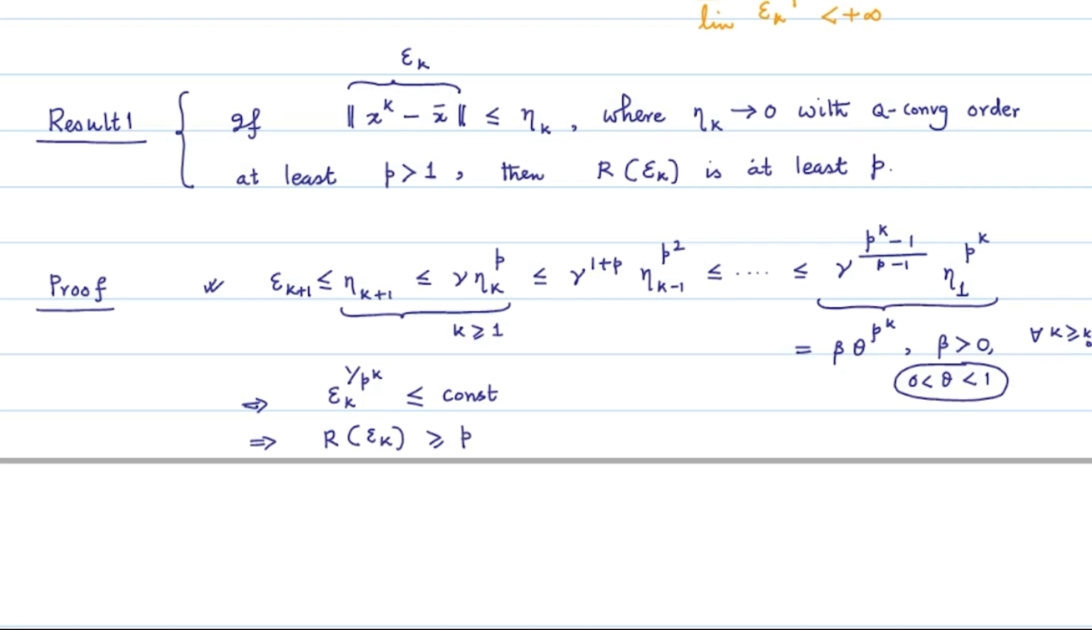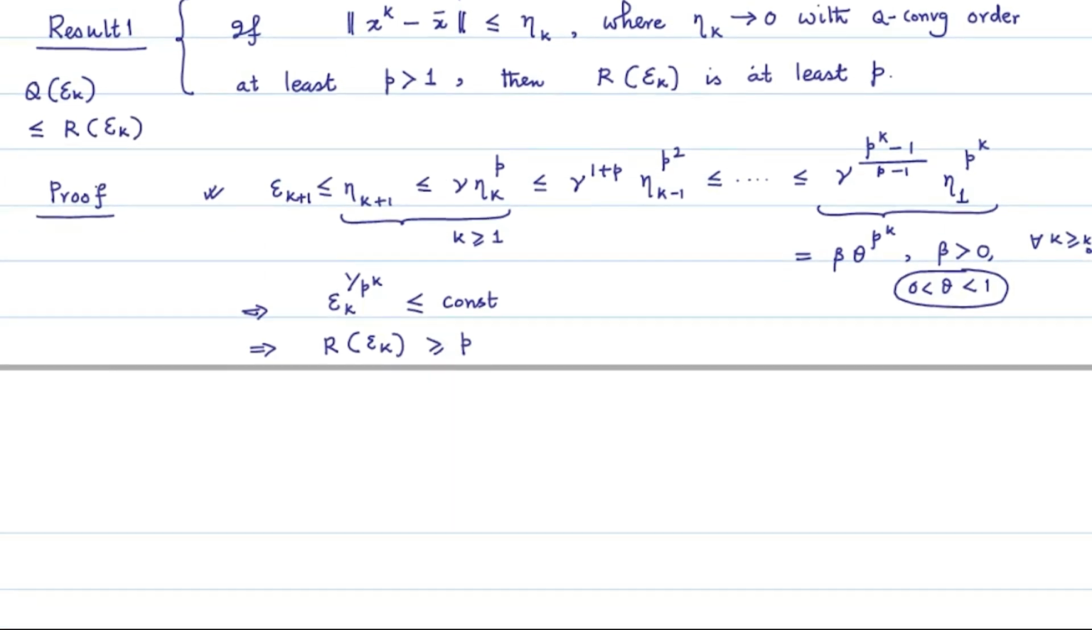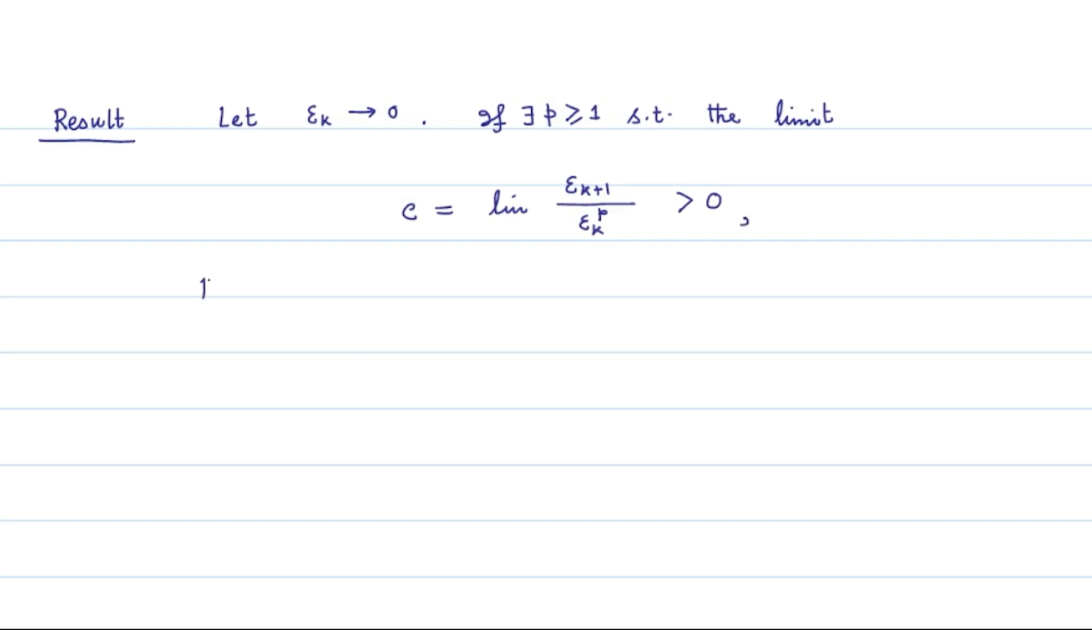So from this result we can conclude that if the Q order exists, then the Q order must always be less than or equal to the R order of convergence of the sequence epsilon k. Next I will mention a result that states: let epsilon k be a sequence converging to 0. If there exists p greater than or equal to 1 such that the limit of epsilon k plus 1 divided by epsilon k to the power p exists and is greater than 0, then both the R order and Q order of convergence of the sequence epsilon k are equal to the value p.